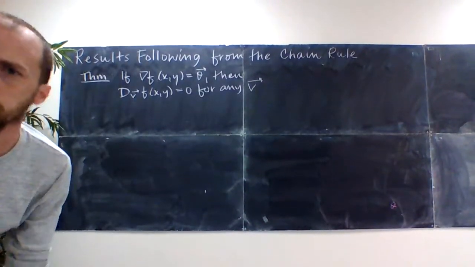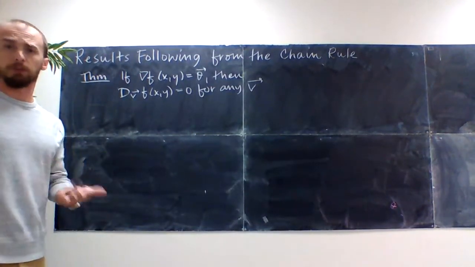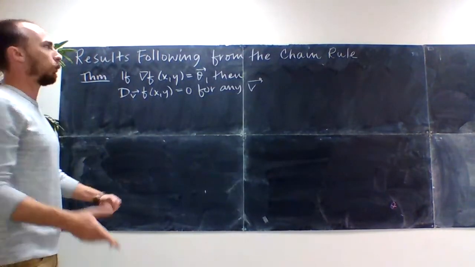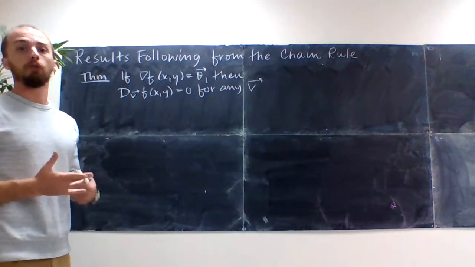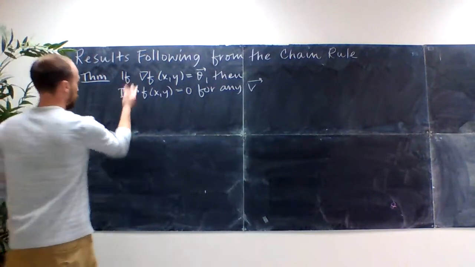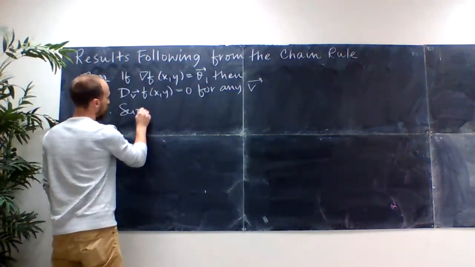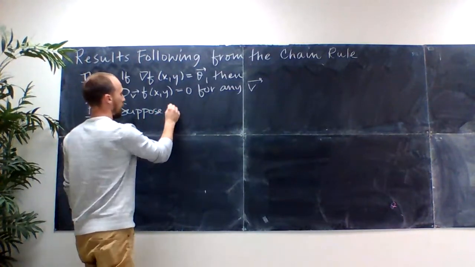All right, the first one's really easy. It's something that should sound pretty obvious, and then the proof is going to be pretty obvious too. If the gradient is 0, then the directional derivative is going to be 0 in any direction. Okay, well, I'm saying, suppose the gradient is equal to 0.